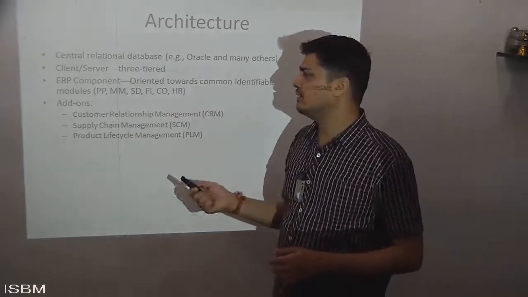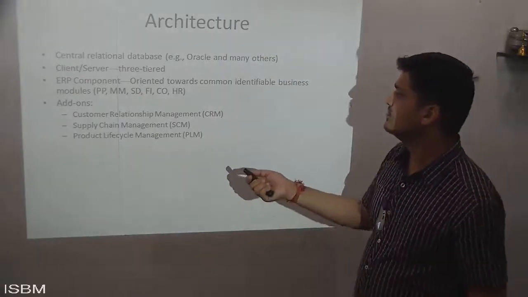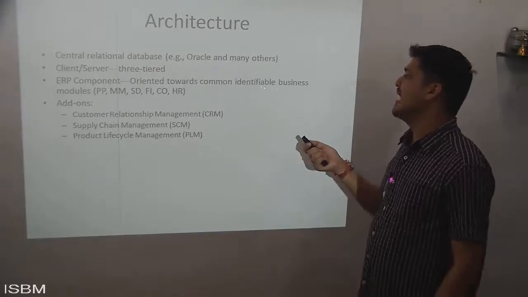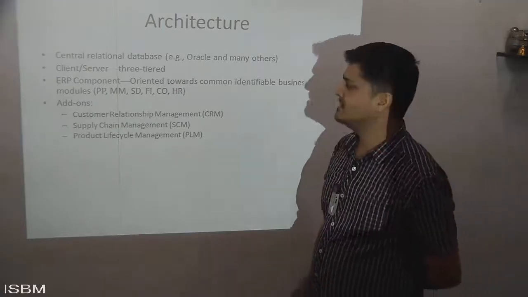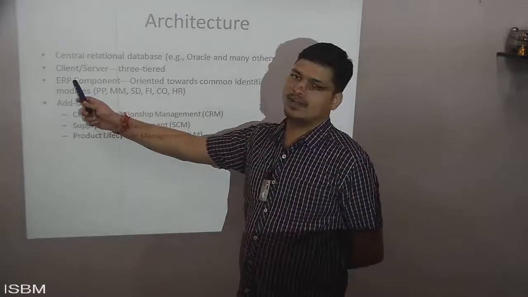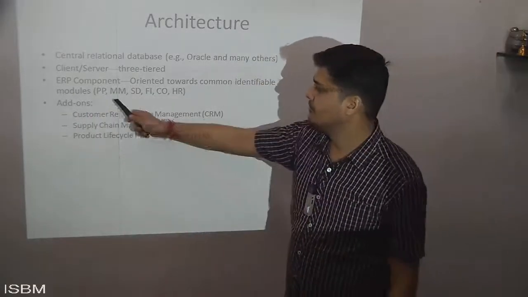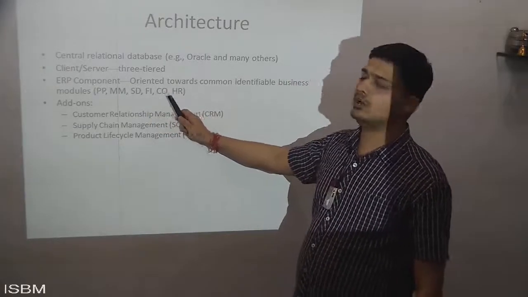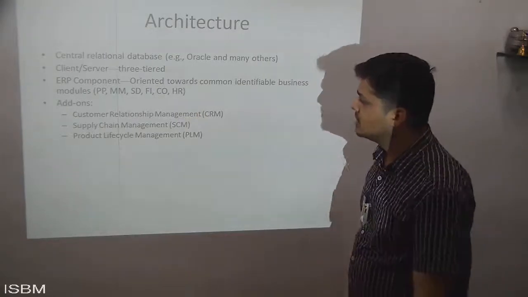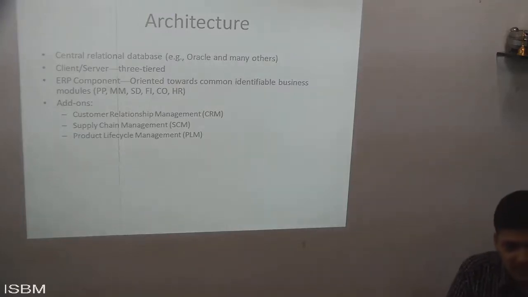Then the ERP component. What exactly is the ERP component of the software? It's oriented towards common identifiable business modules like PP. PP stands for production planning. So ERP has to be integrated with PP, production planning, MM, material management, SD, sales and distribution, FI, stands for finance, CO, controlling, HR, human resources. So these are some modules or departments basically used in different organizations.